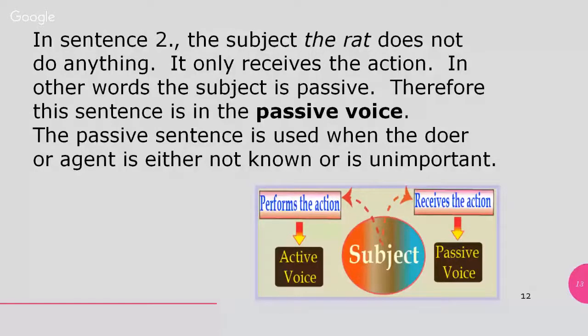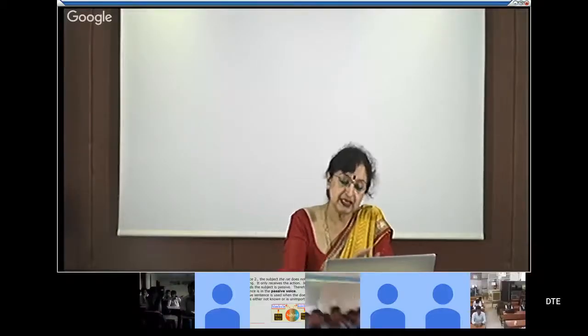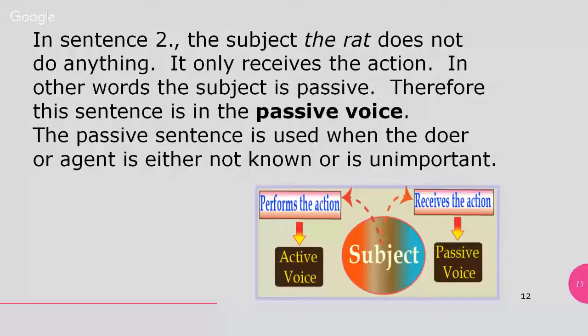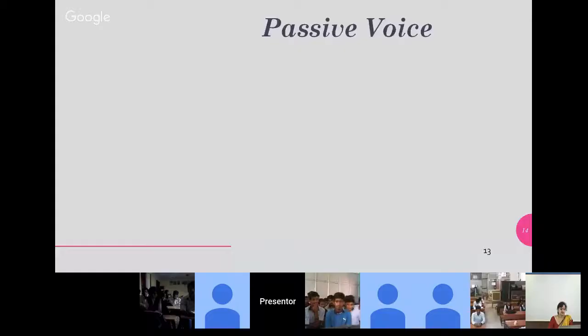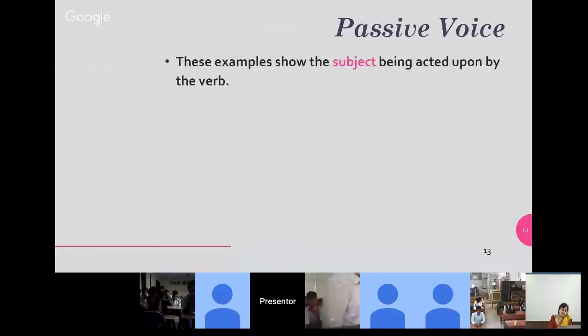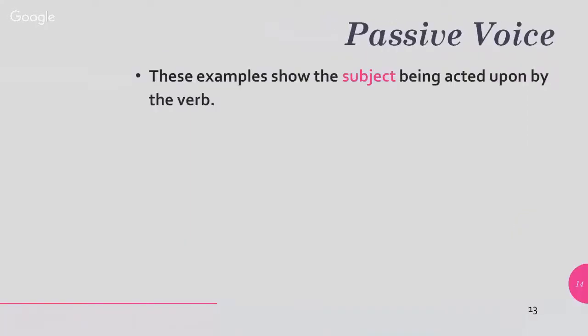The subject is passive, that is the passive voice. The passive sentence is used when the doer or agent is either not known or unimportant. If a subject performs the action, it is the active voice. If the subject receives the action, the sentence is in the passive voice. These examples show the subject being acted upon by the verb.